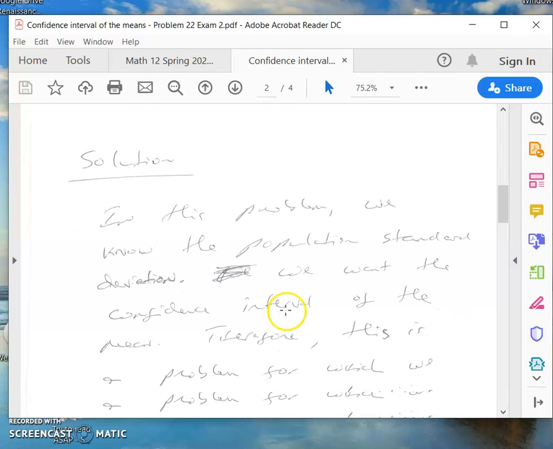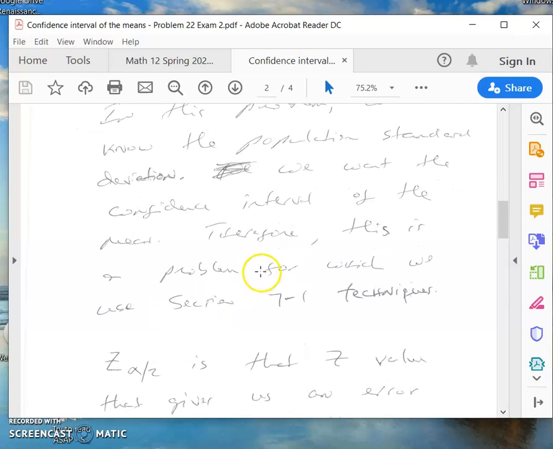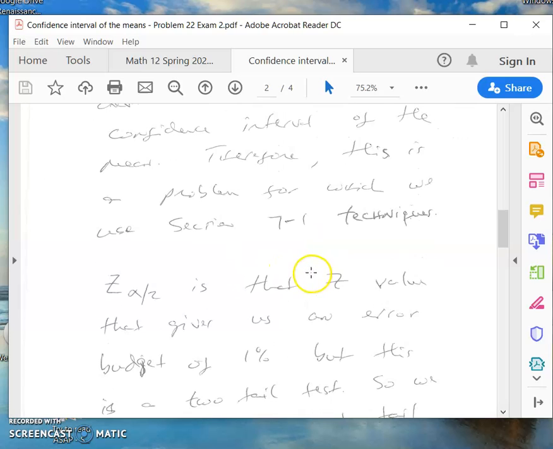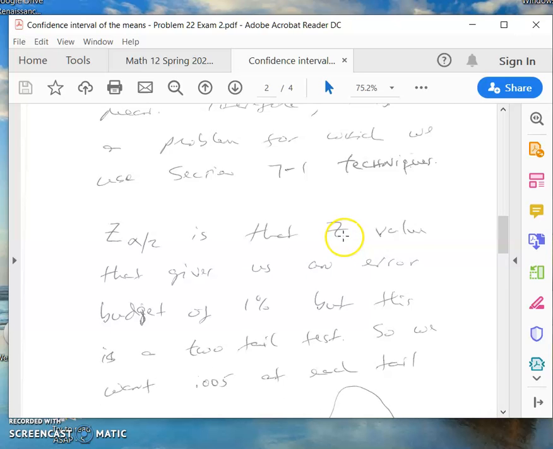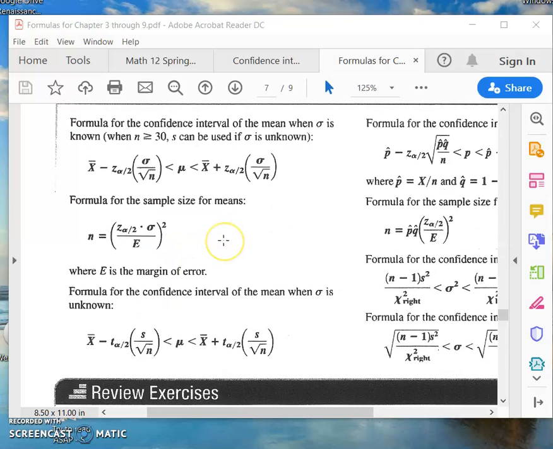Okay. All right. So in this problem, we know the population standard deviation. That's given to us. We want the confidence interval of the mean. So this is a problem for which we use section 7-1 techniques. Okay. So let me take a look at those formulas. Give me a second here. Okay, so this is from chapter 7. These are the important formulas.